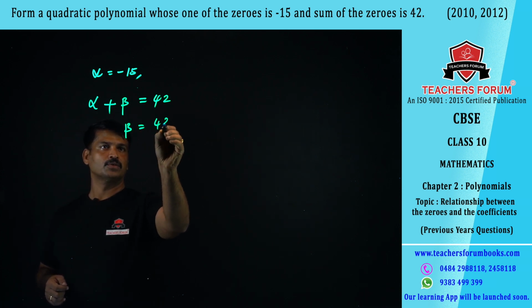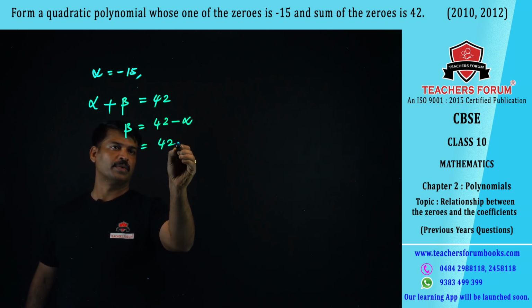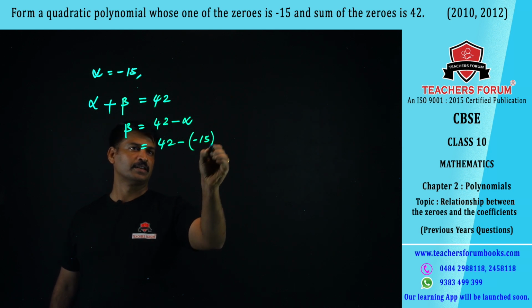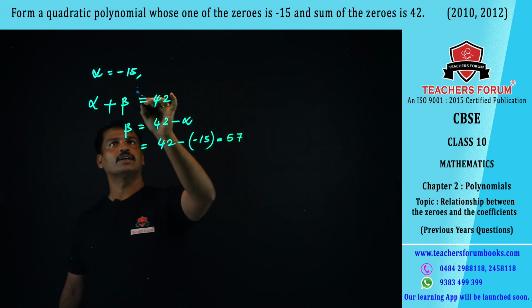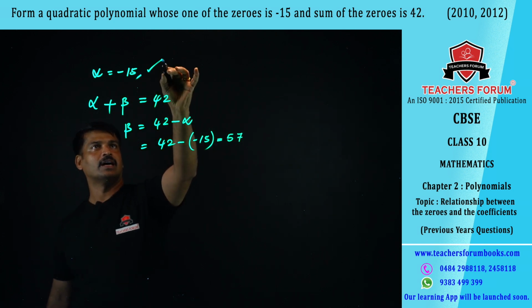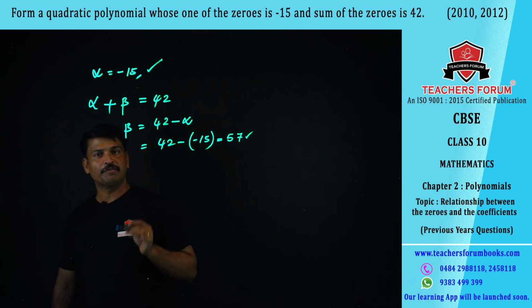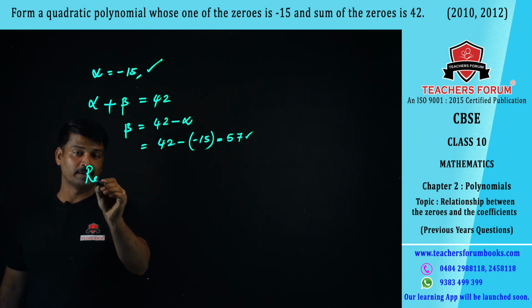Beta is equal to 42 minus alpha, that is 42 minus, you know what is alpha? Alpha is given to you, that is minus 15. That is 42 plus 15, that is equal to 57. So you know what is alpha, and now you have found what is beta. Okay. If you know alpha and beta, you can find the required polynomial.